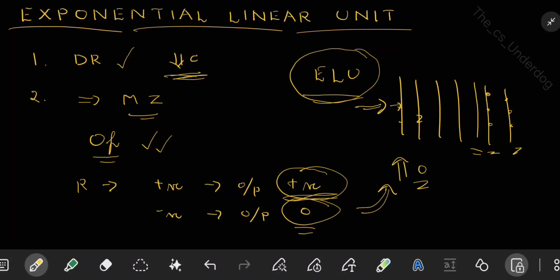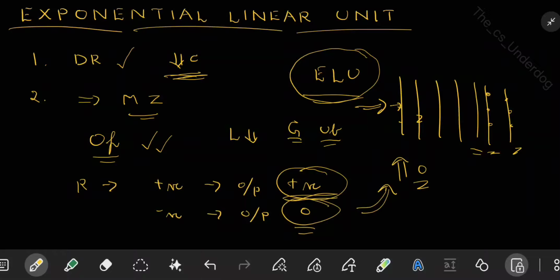So this will create a bias, and what happens? Your gradients will become unbalanced. So this is the bigger problem. Whenever your gradients become unbalanced, what will happen? Your learning will be slower.